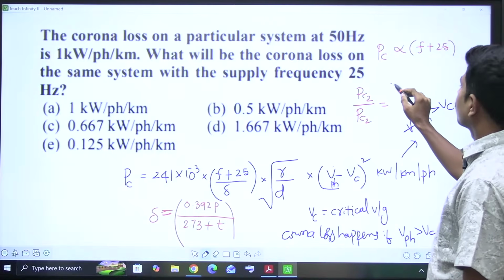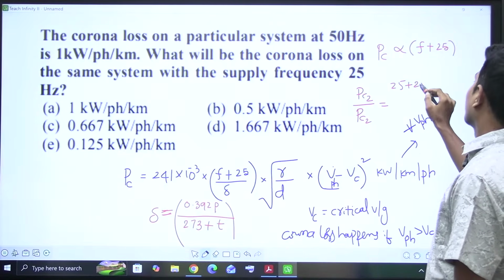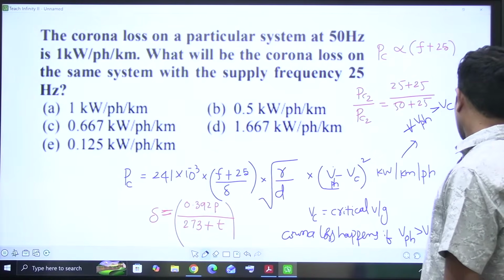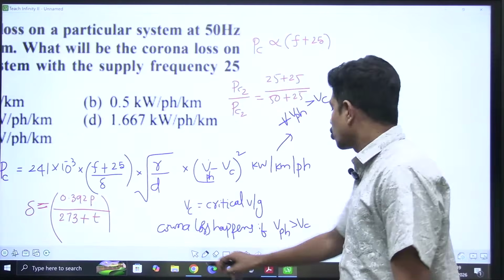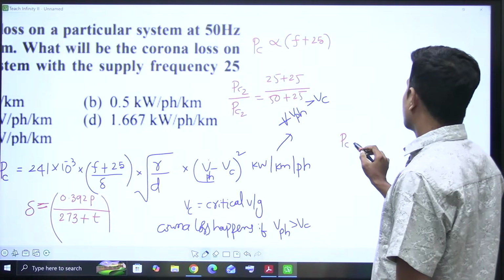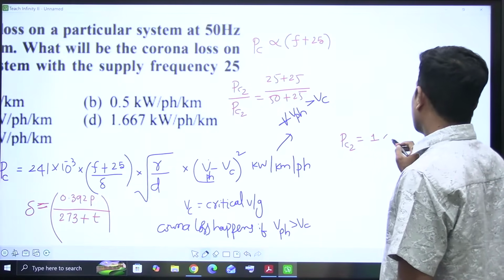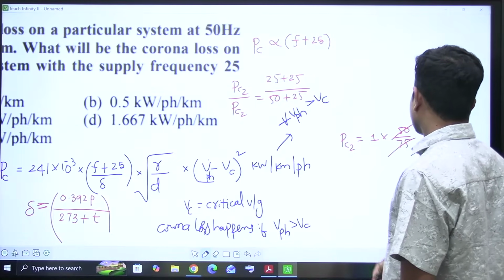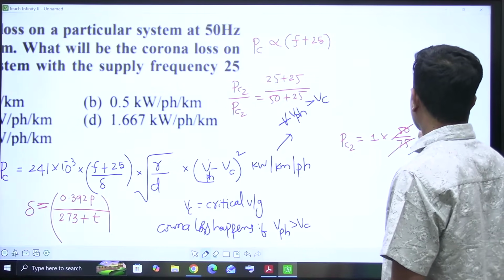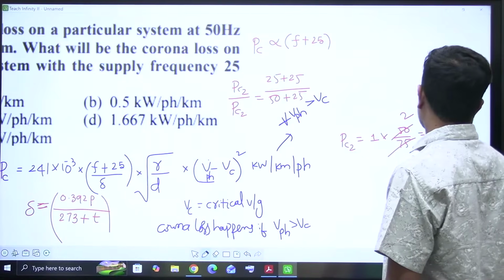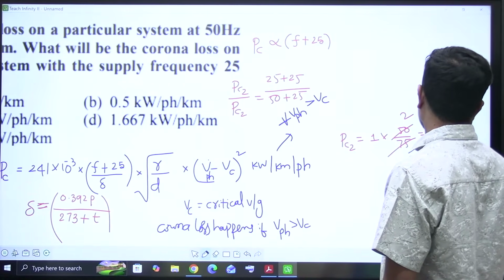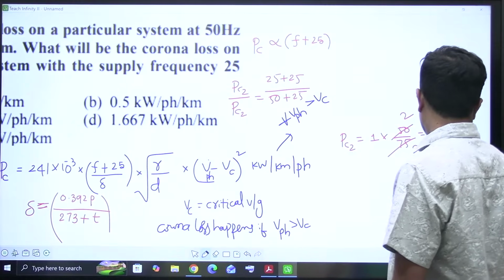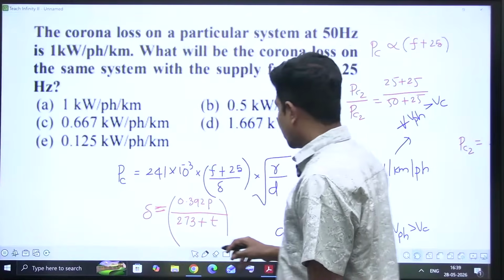F2 is how much? 25 plus 25 divided by F1, that is 50 plus 25. Now corona loss 2, PC2, is equal to PC1, which is 1, into 50 divided by 75. So how much is it? 25 twos, 25 threes, 0.667 kilowatt per kilometer per phase.